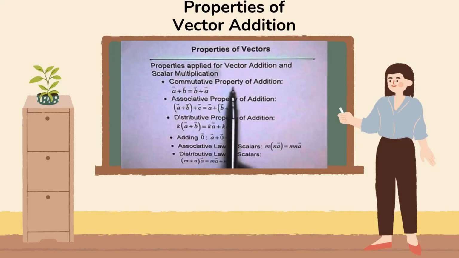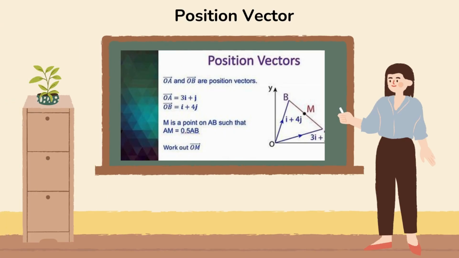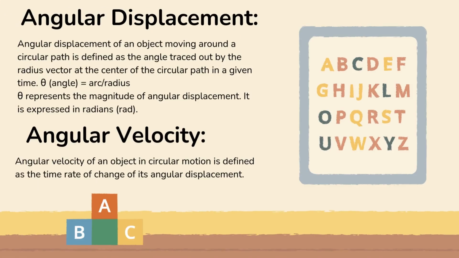See the image. Properties of vector addition. Go with the image. Next is position vector. Look at the image. What is angular displacement?